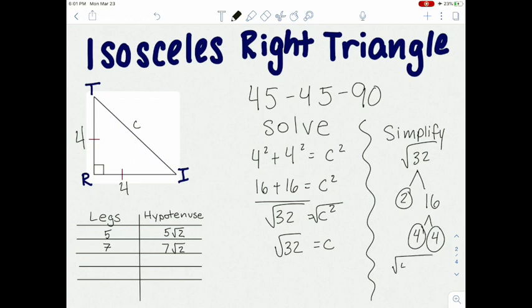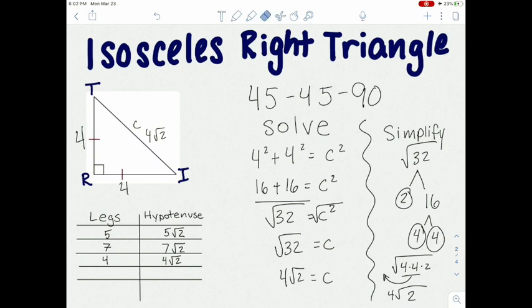And you'd get the square root of 4 times 4 times 2. The pair of 4's would leave. 2 would be left, making the answer 4 square root of 2. 4 square root of 2. So when our leg was 4, our hypotenuse was 4 square root of 2.